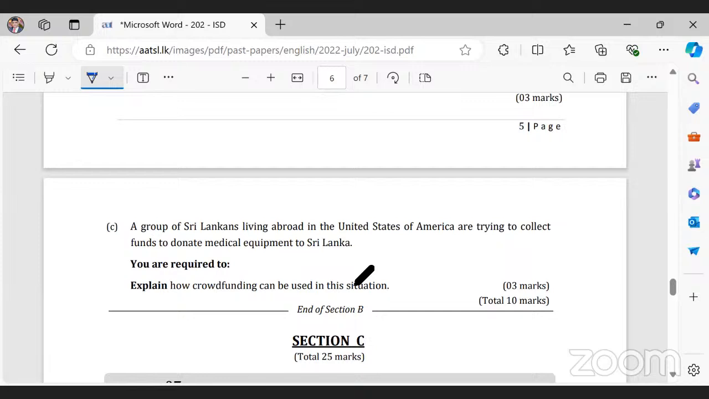As an example, if you want 10 million rupees, no one provides 10 million rupees, but a large crowd gives small amounts. As an example, $10, $50, like that. The crowd is very large. That's why this particular method is known as crowdfunding, right? Collecting money from a crowd.